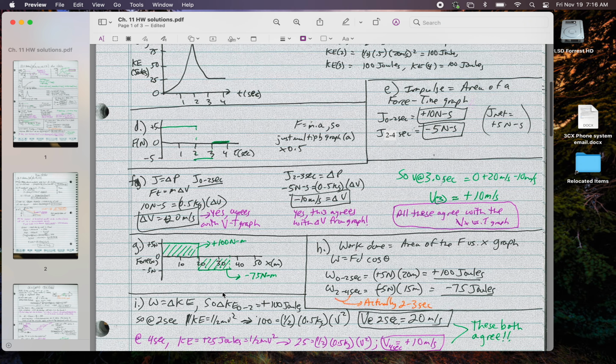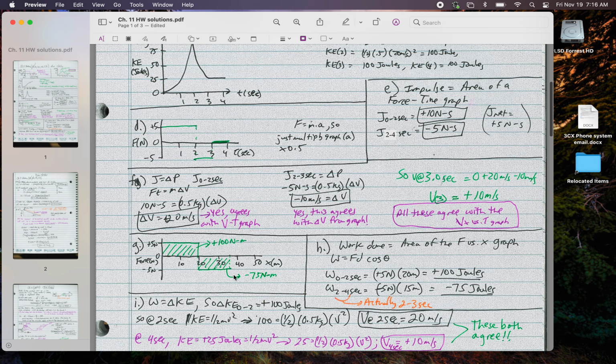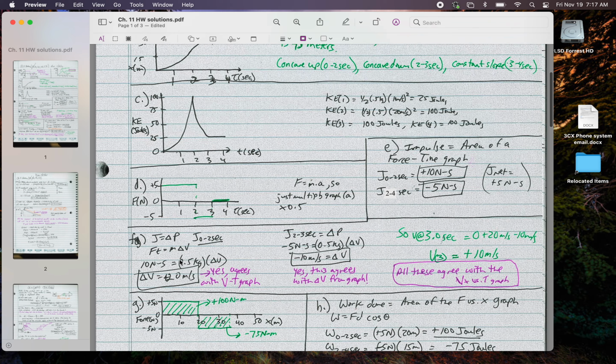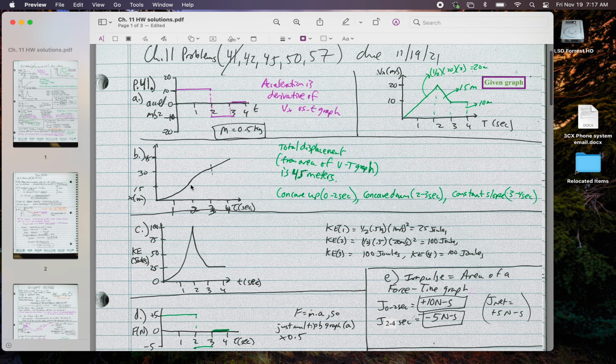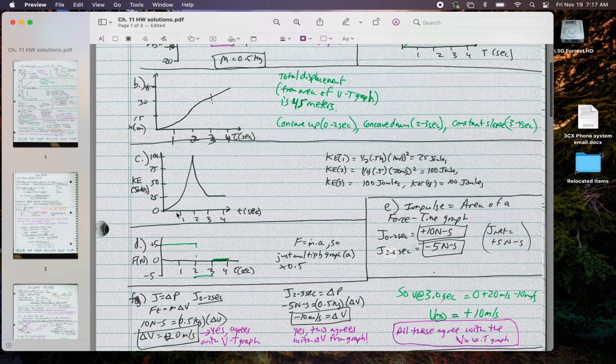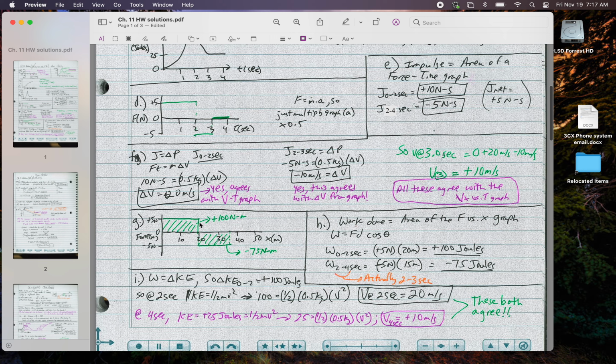G is asking about the force versus position graph. Now, this isn't something where there are any formulas, but we know the force is plus 5 newtons. We know that's happening for 2 seconds. So the question is, how far do we go in 2 seconds? Well, from the area of this graph, we got that it was 20 meters. So in the first 20 meters, we have 5 newtons.